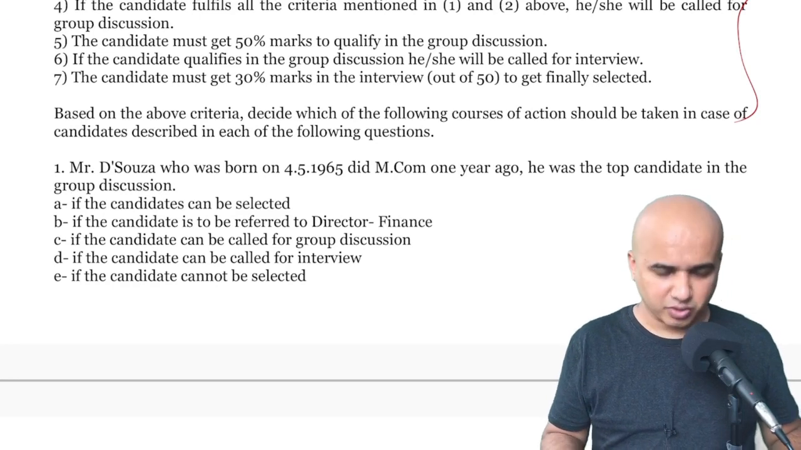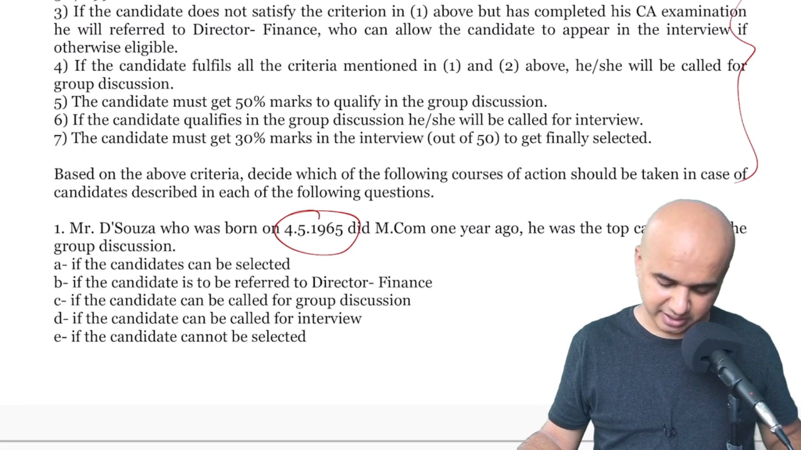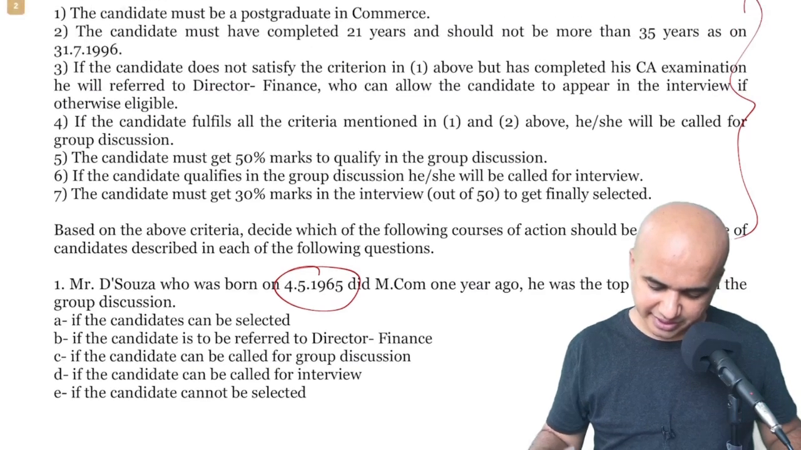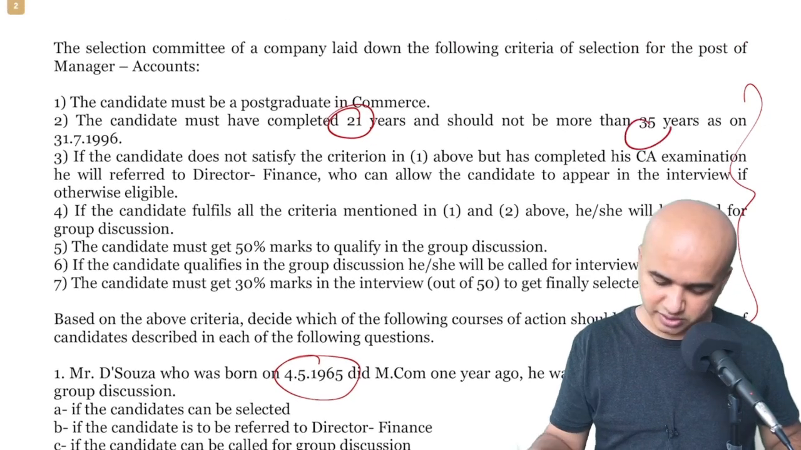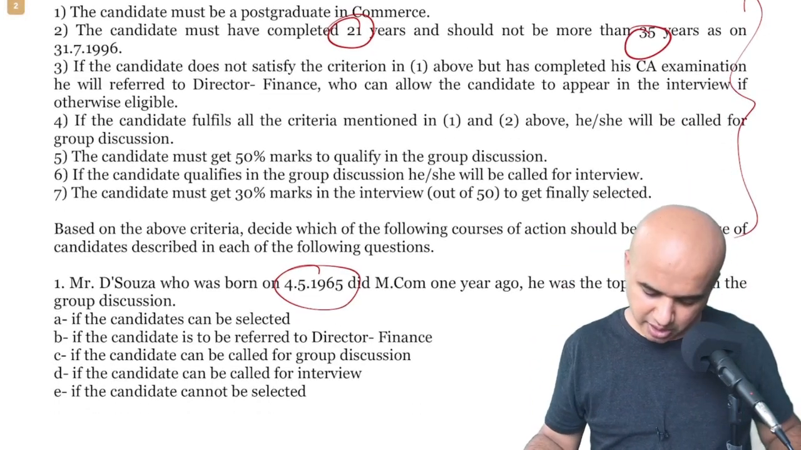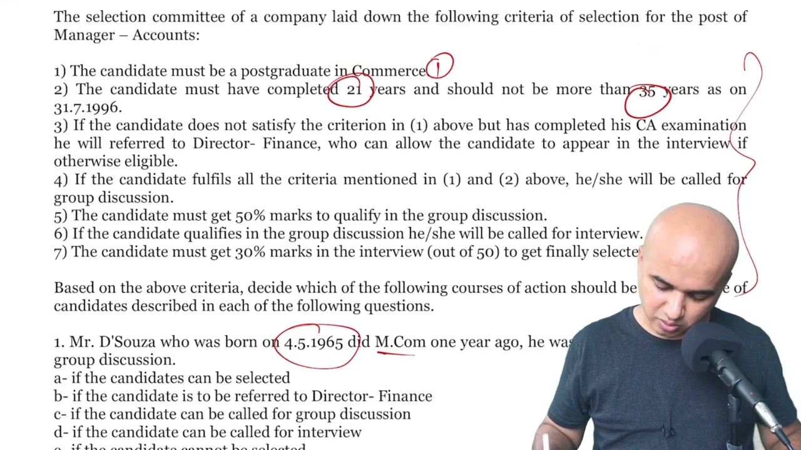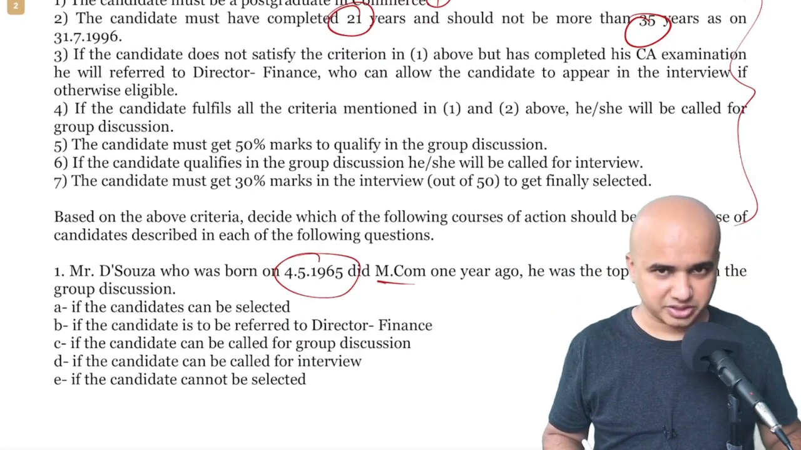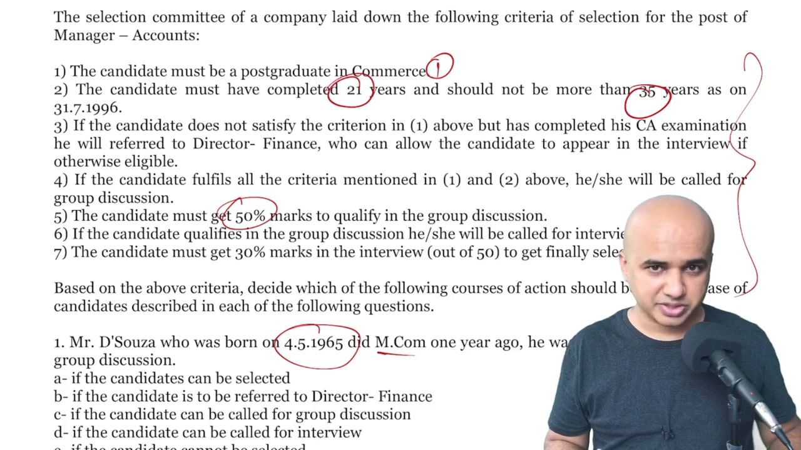Mr. D'Souza, one of the candidates, was born on 4/5/1965. That means he has completed 30 years. So obviously above 21, less than 35. So he's fulfilling the second condition. Did he do MCom, fulfilling the first condition as well? One year ago, he was the top candidate in the group discussion. If he is the top candidate, obviously he has scored more than 50% marks in the group discussion.